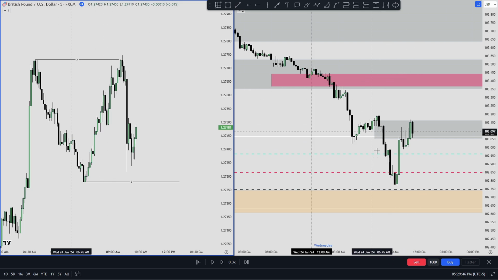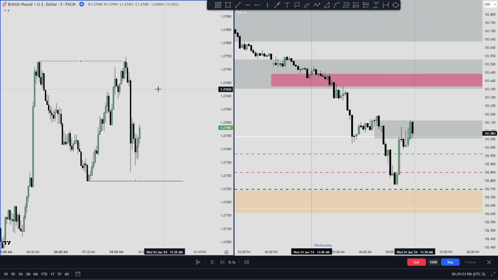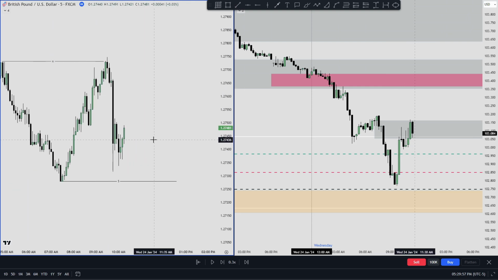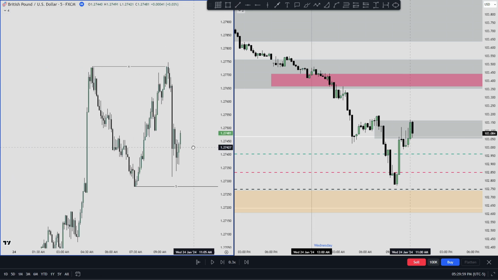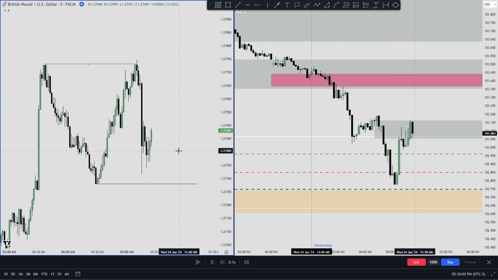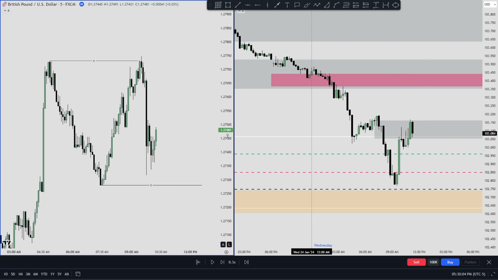We have bias, we have narrative for the dollar of going higher, meaning that we'd want to see the GBP pairs go lower. So we have correlation. Dollar is going higher in accordance to GBP USD going lower.